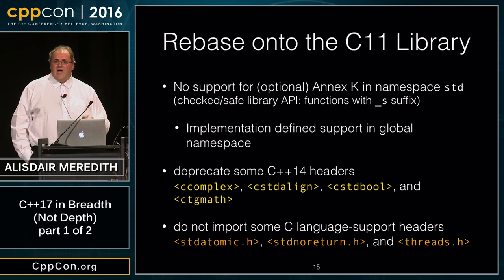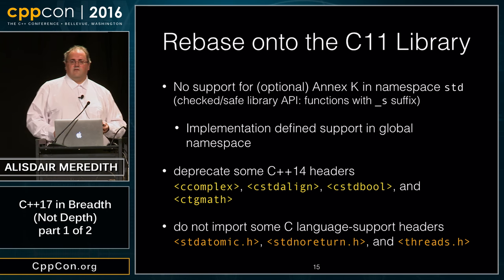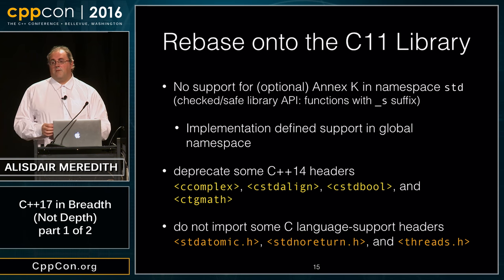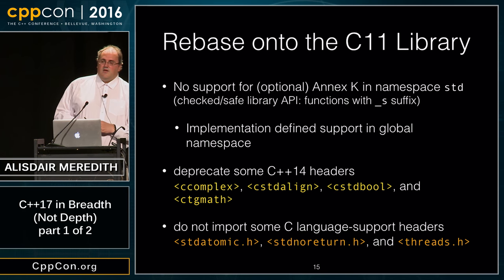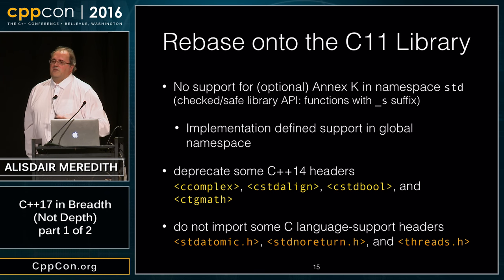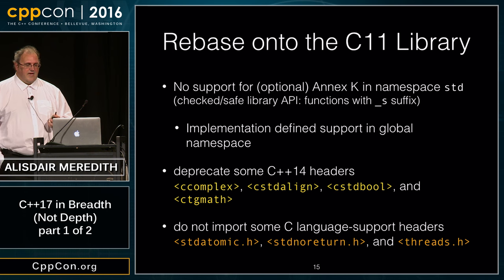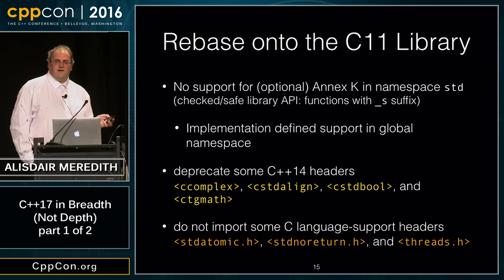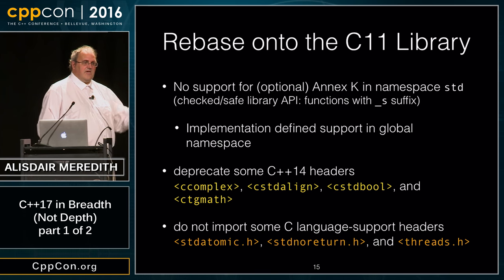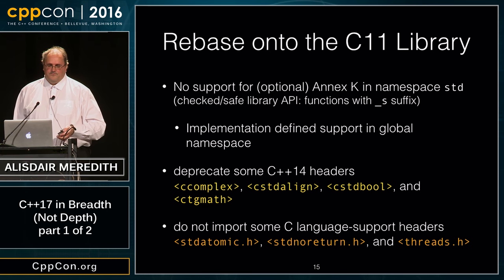There's now an underscore S parallel or surrogate version of that library that will give you the ability to check the parameters as they come in. And that's an optional part of the C standard library. We're not importing that into the C-stud version of that same library in the standard namespace. And it's therefore implementation defined, so if your vendor ships that in the global namespace as part of C, they can do so, but they just tell you whether or not they've done that.